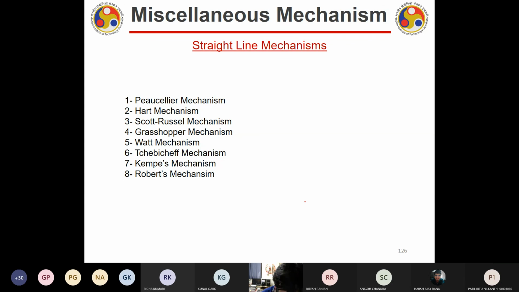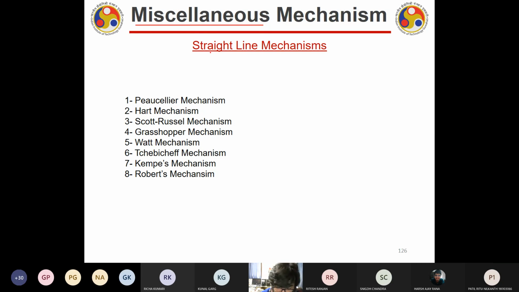Okay, fine. In that case, let me now discuss some very important mechanisms. This is the next part of module 1, the miscellaneous mechanisms. First one is straight line mechanisms. There are several straight line mechanisms like Peaucellier mechanism, Hart mechanism, Scott-Russell mechanism, Grasshopper mechanism, Watt mechanism, Chebyshev mechanism, Kempe's mechanism, and Roberts mechanism.